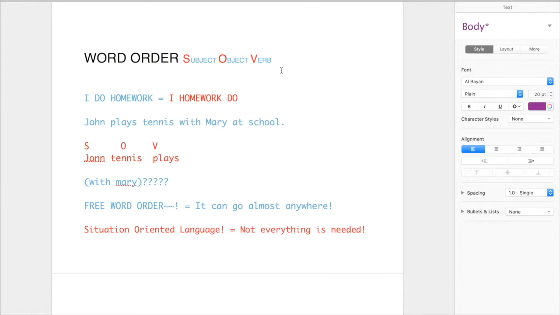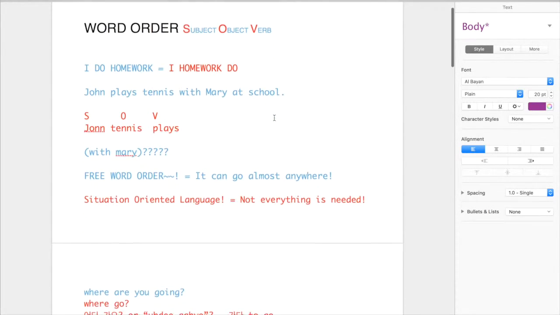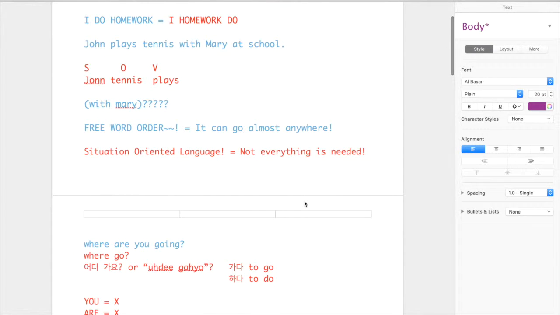So in the book, "John plays tennis with Mary at school" is the example sentence. While I feel like that's a tough sentence for a very beginner, we'll work through it together. John is the subject, obviously. Tennis is the object, and plays is the verb. So, John tennis plays. So where would "with Mary" go then?